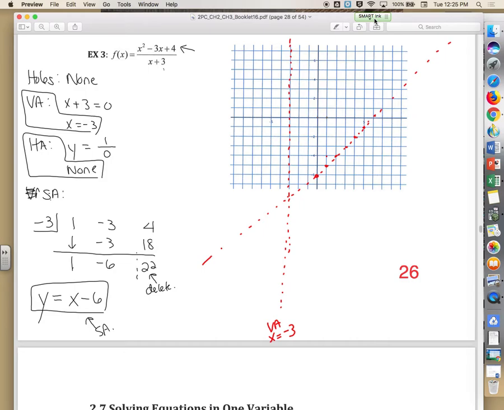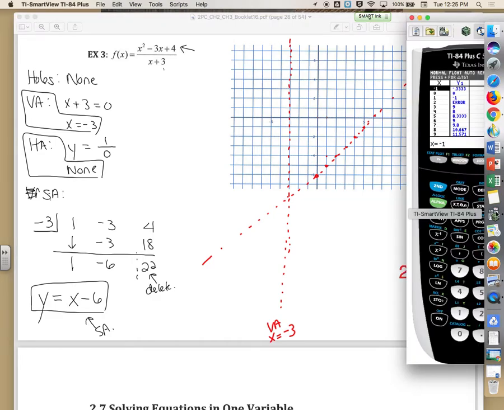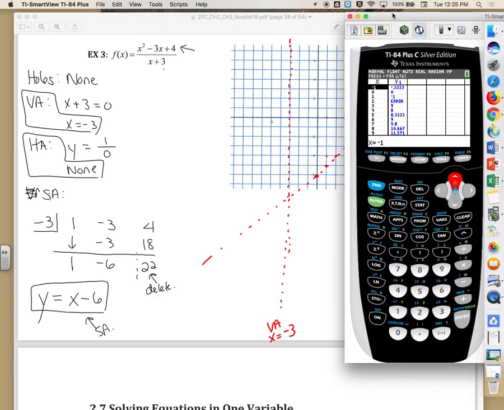We need x-intercepts and y-intercepts. So we can work hard or we can work smart. Let's pull up the calculator. Let's put this in the calculator and see if we can find the x and the y-intercepts looking at the graph. My numerator has to be in parentheses because it's more than one term. And the denominator as well, so x plus 3.